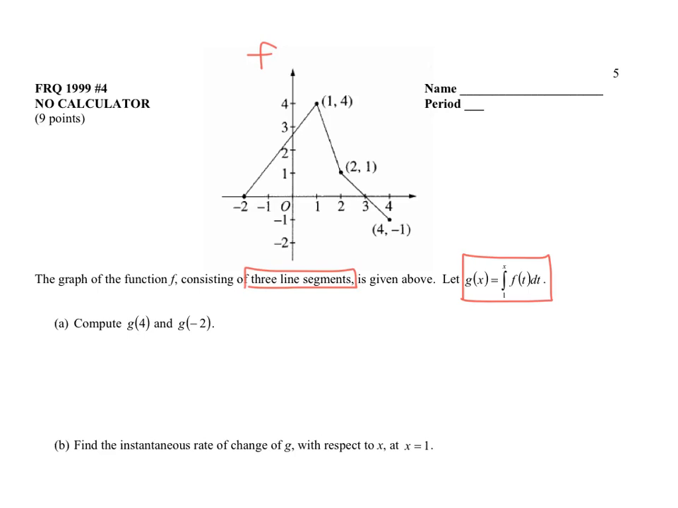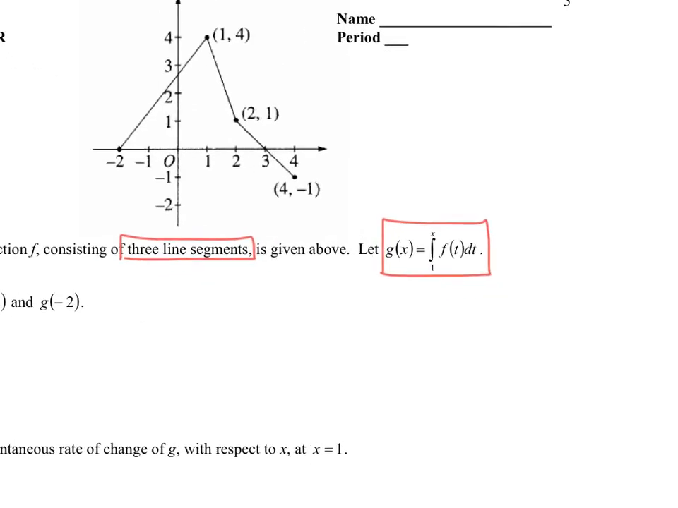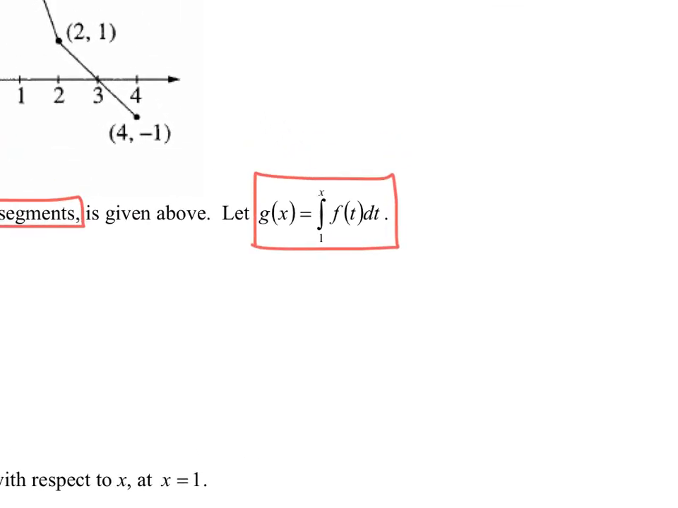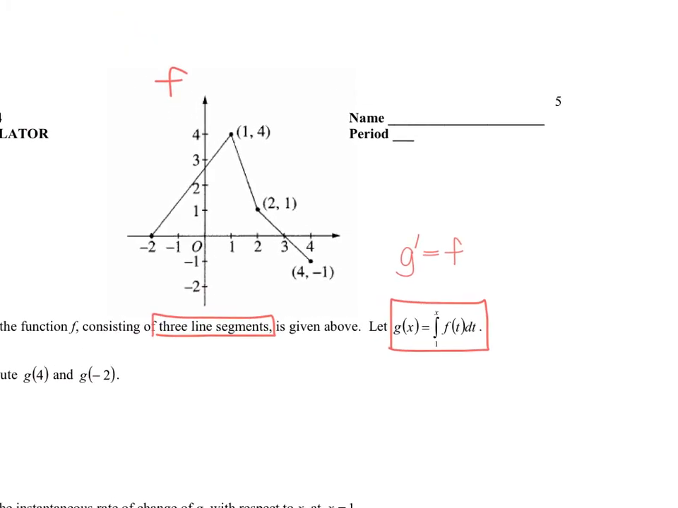What in the world are they telling us? What is so critical about that g of x equals the integral of f? What's the relationship between g and f? The derivative of g is f, right? That's huge. So, since this is a graph of f, this really means it's a graph of g prime. This is a derivative graph.